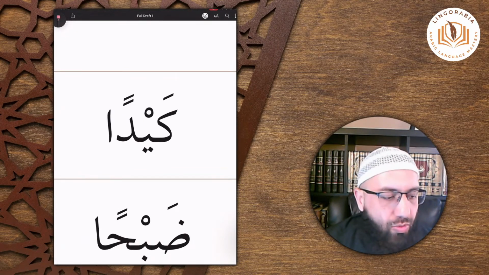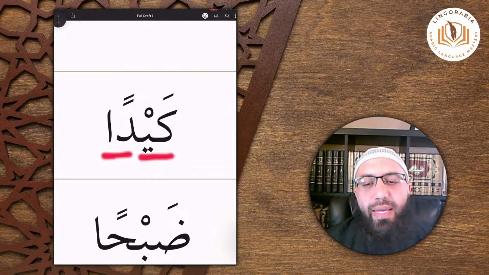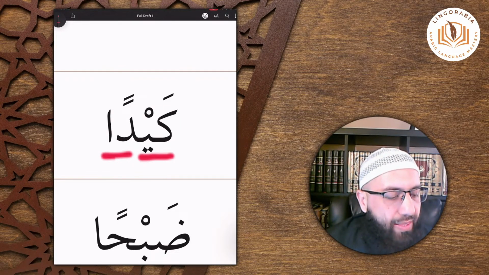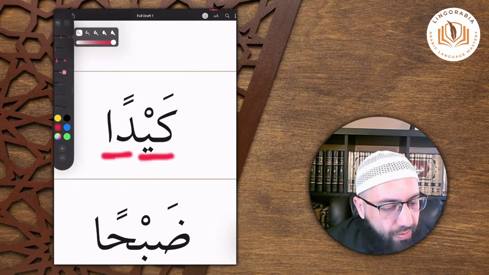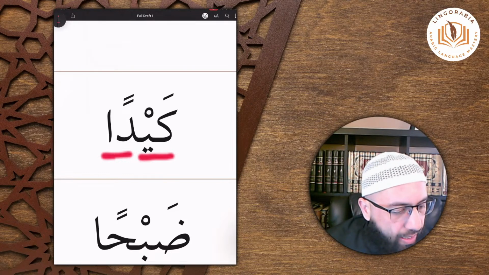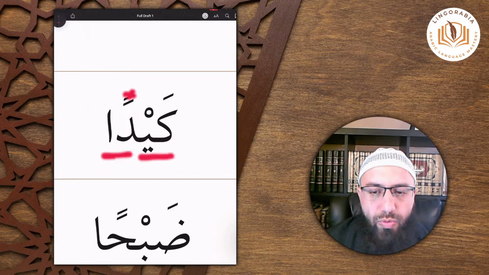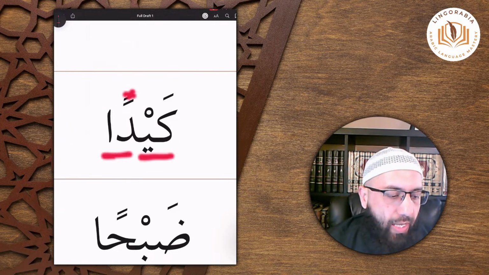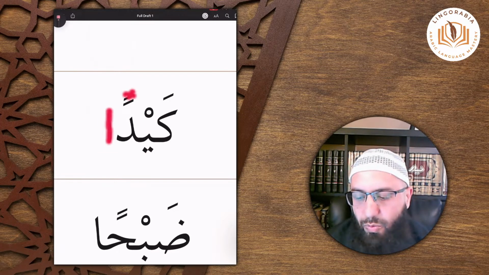Let's read this together. So we got here, this part is important. Before, we got the kaf and the fatha and the ya, so it is kay, and then we got the dal and the fatha, guys. And this one you ignore. You have to ignore that one, so you don't read the tanween. You read only one fatha, kayda, and then you prolong it with the alif. So what will it become, guys?